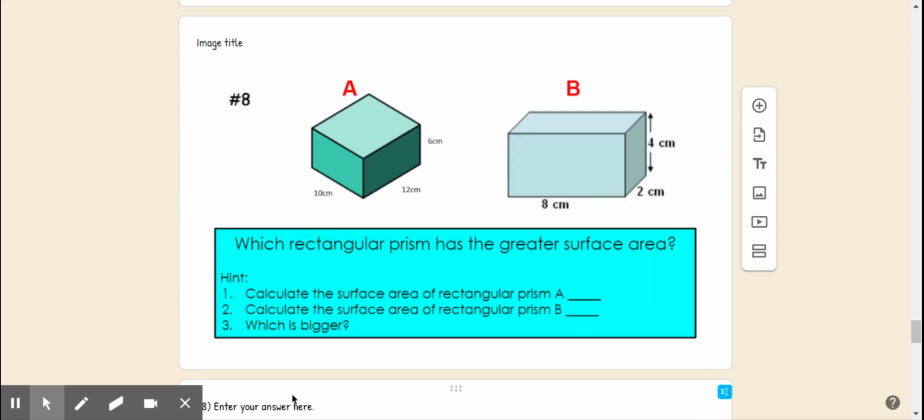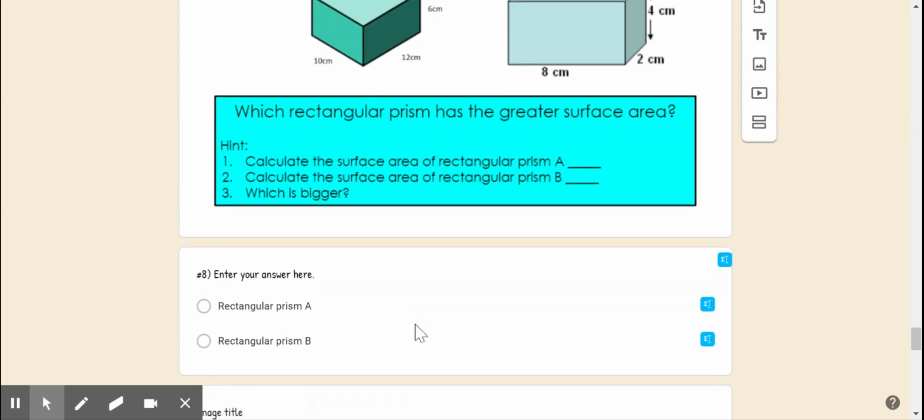All right, question number 8, which rectangular prism has the greater surface area? My hints here would be calculate the surface area of rectangular prism A, then calculate the surface area of rectangular prism B, and then pick the one that has a greater surface area and select your answer choice here.